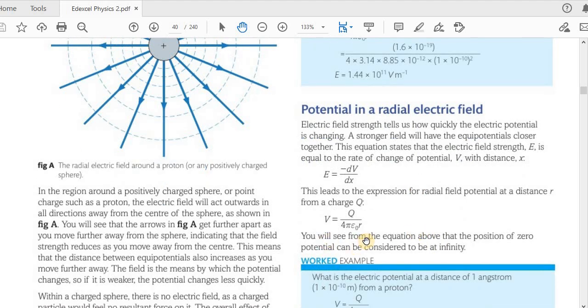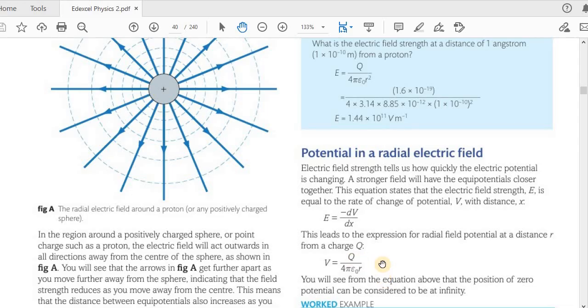You will see from the equation above that the position of zero potential can be considered to be at infinity. When r goes to infinity, q is constant, that is the charge on this, q is constant. When r goes to infinity, V goes to 0.